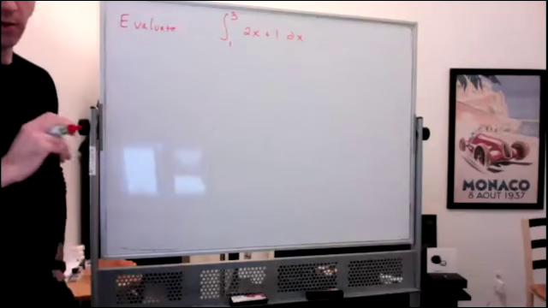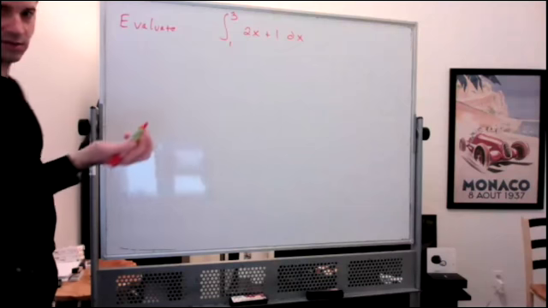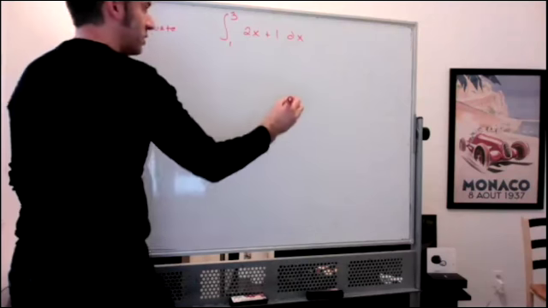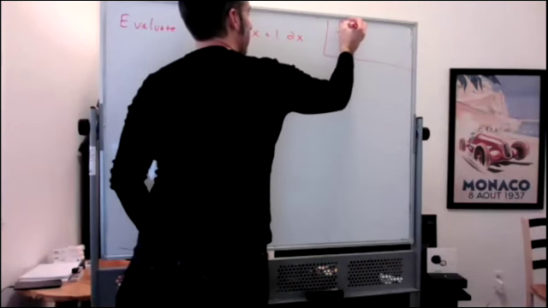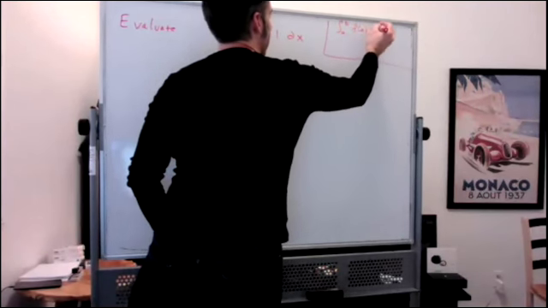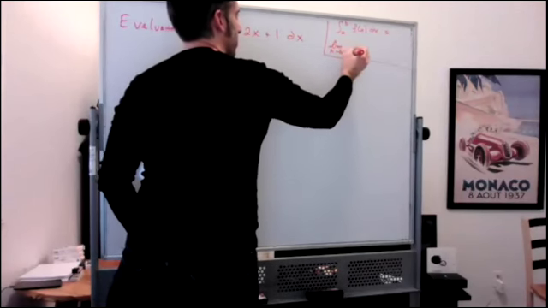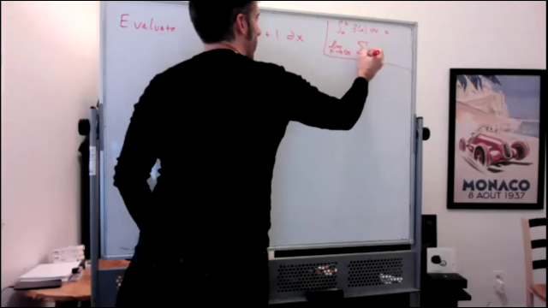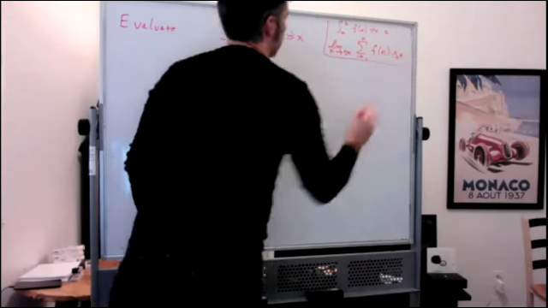Okay, so we have to identify a couple things, right? We know, and I just erased it, we know the definition, right? We have over here that the integral from a to b of f of x dx is equal to the limit, as n goes to infinity, of the sum from i equals 1 to n of f of x sub i times delta x.